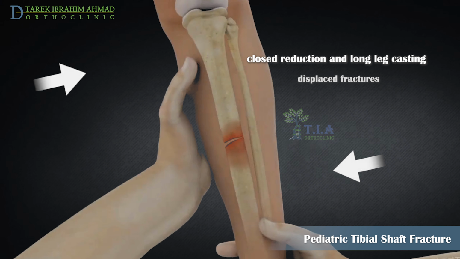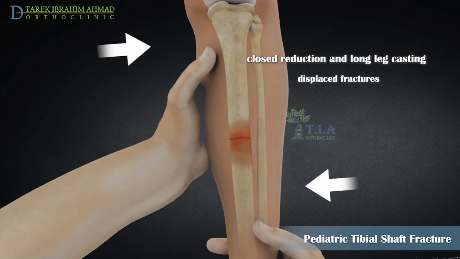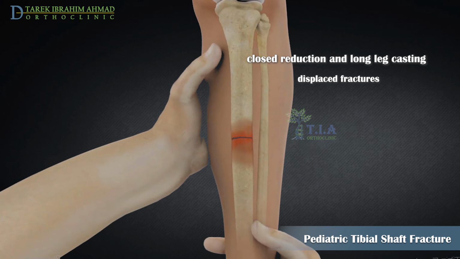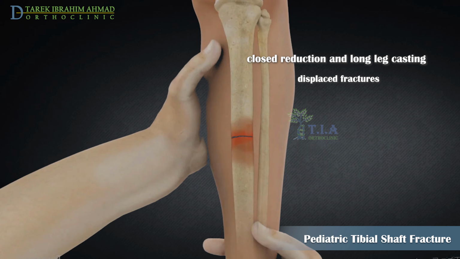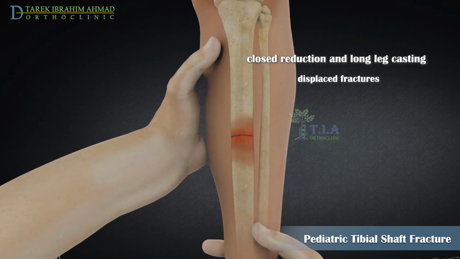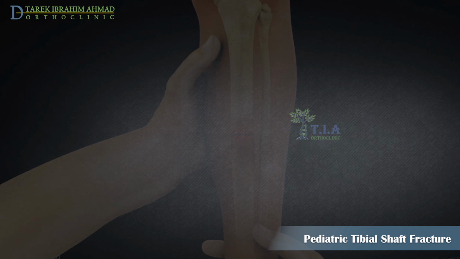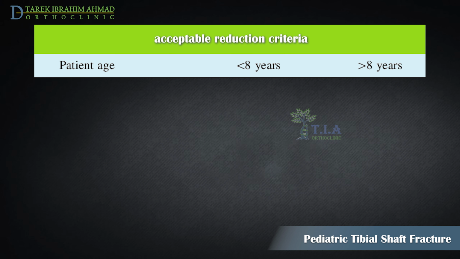For displaced tibial shaft fractures that have become angled, the doctor may be able to manipulate or gently push the bones into place without surgery. This procedure is called a closed reduction. Afterward, the leg is immobilized in a long leg cast while it heals. Most pediatric tibial shaft fractures can be treated without surgery when an adequate reduction is maintained.